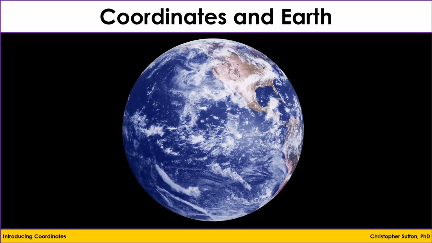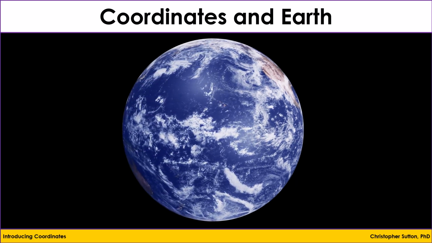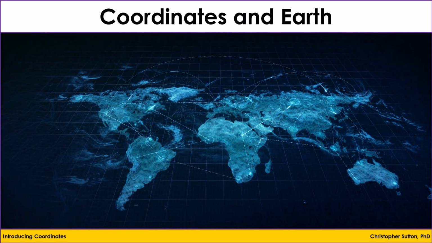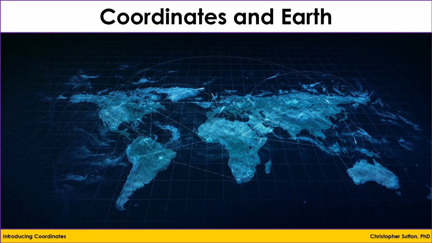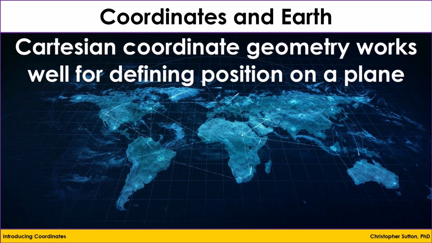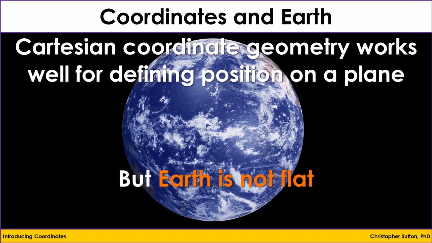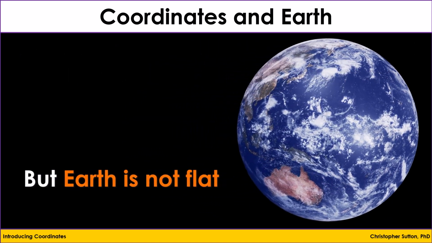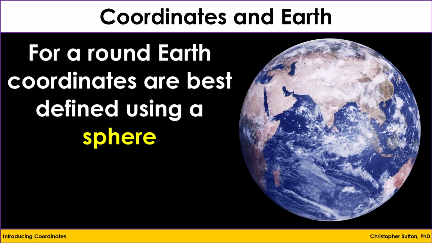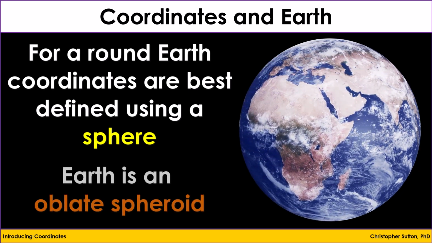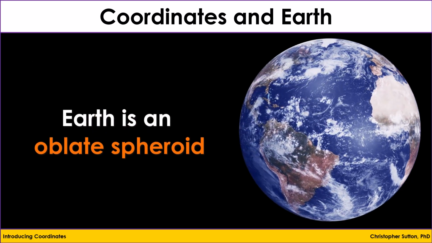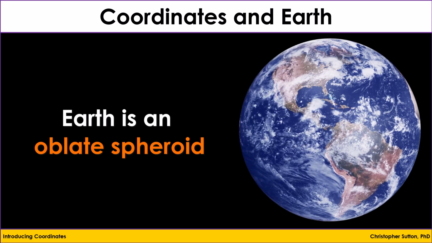Defining coordinate position depends on how you're portraying Earth in GIS. Are you treating Earth as a three-dimensional surface, or are you representing it as a flat plane? Cartesian coordinate geometry works well for defining position on a plane, but as you know, Earth is a round three-dimensional object. It's not flat. For a round Earth, coordinates are best defined using a sphere. However, as you saw in an earlier video, Earth isn't perfectly spherical. It's an oblate spheroid with a diameter at the equator that's longer than the diameter between the poles.